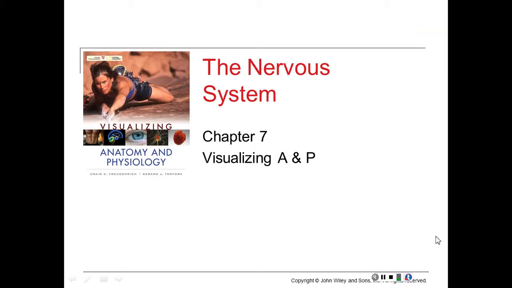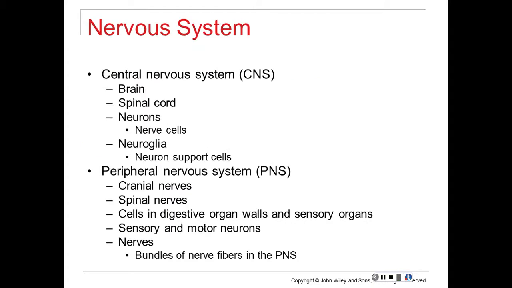We're going to do Chapter 7 now, and we're going to start talking about nervous tissue, the nervous system. The nervous system structurally can be broken down into two major sections: the central nervous system, which includes the brain and the spinal cord. The actual cells that make up the brain and spinal cord are the nerves, the neurons technically. The neuroglia are the support cells of the central nervous system.